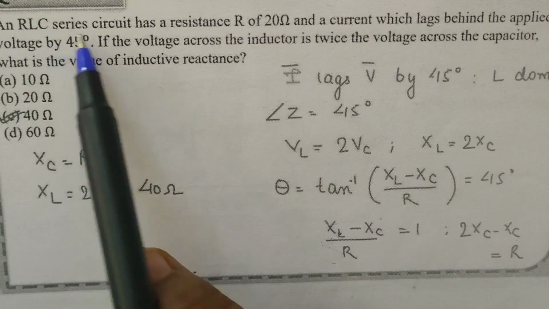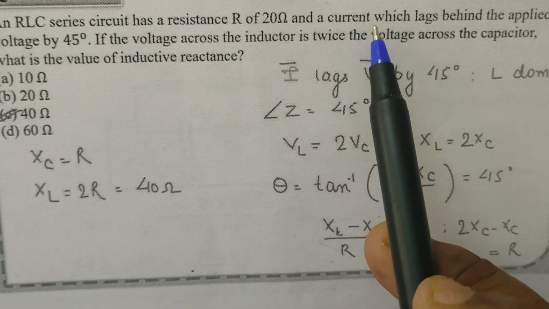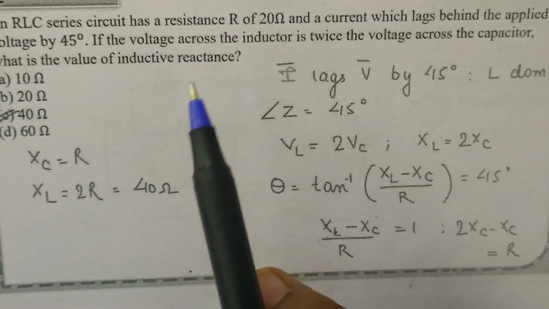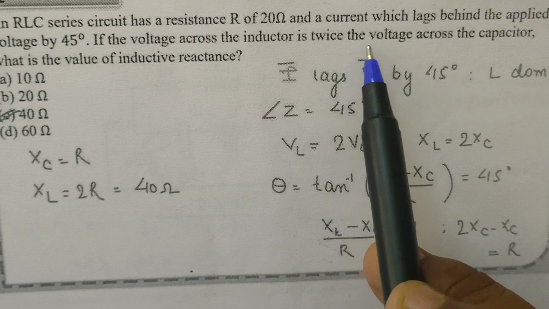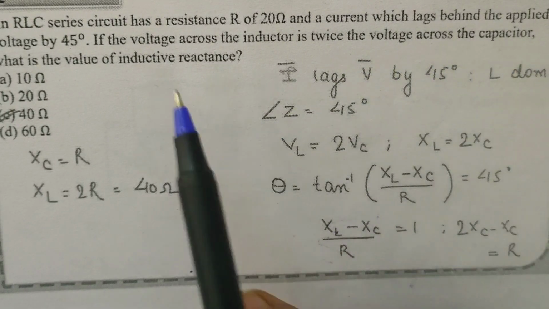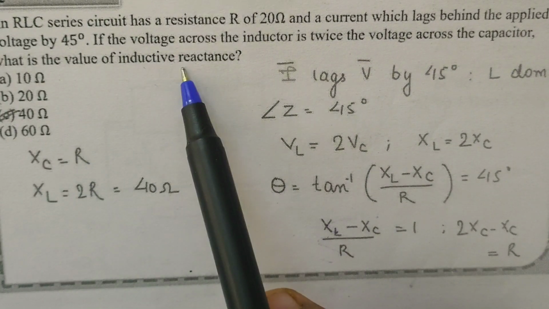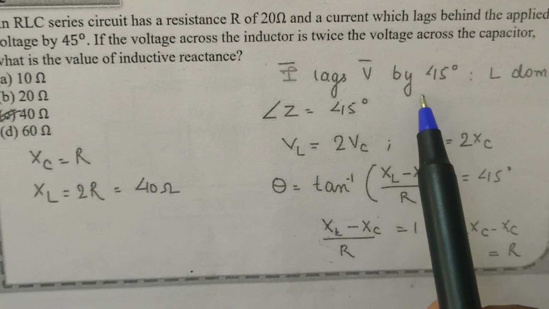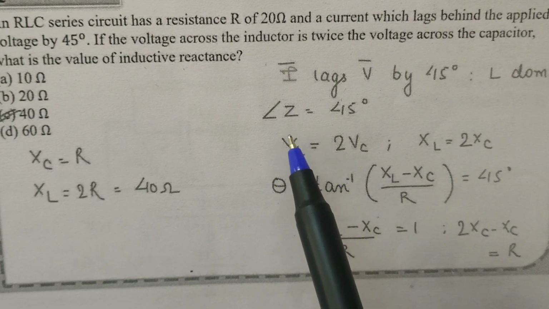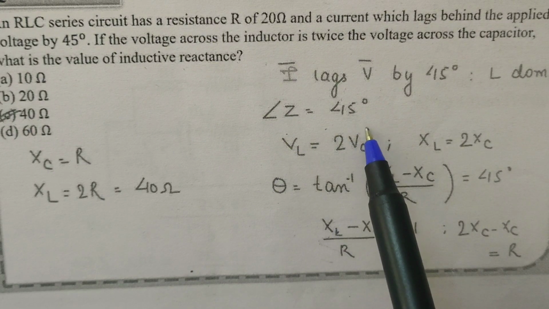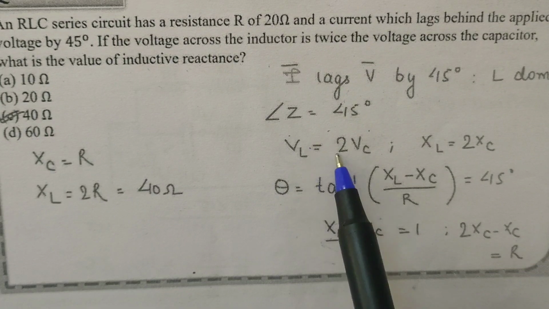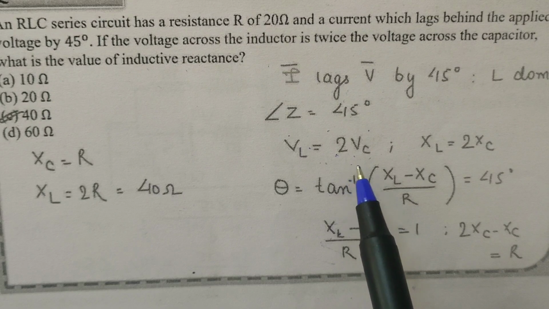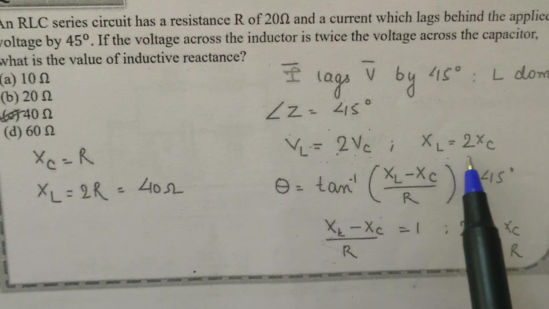A series RLC circuit has resistance, and the current lags behind the applied voltage by 45 degrees. If the voltage across the inductor is twice the voltage across the capacitor, what is the value of inductive reactance? He is saying that current lags voltage by 45 degrees, so the impedance angle will be 45. VL is 2 times VC. VL is nothing but I into XL. So XL is 2 times XC.